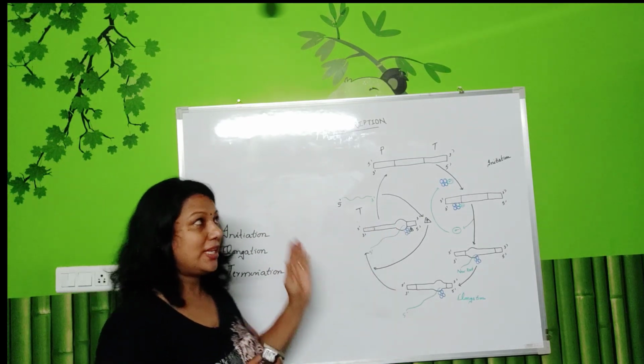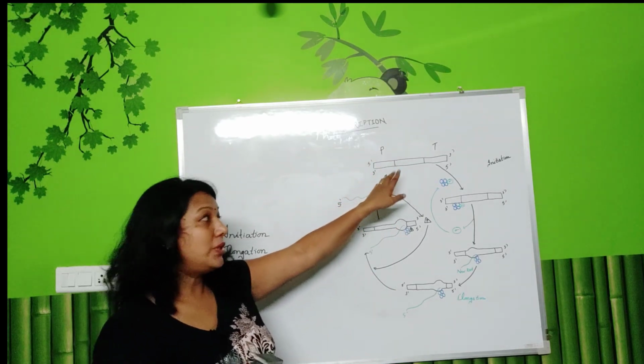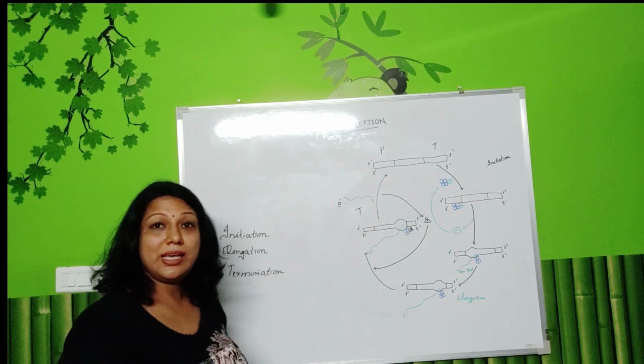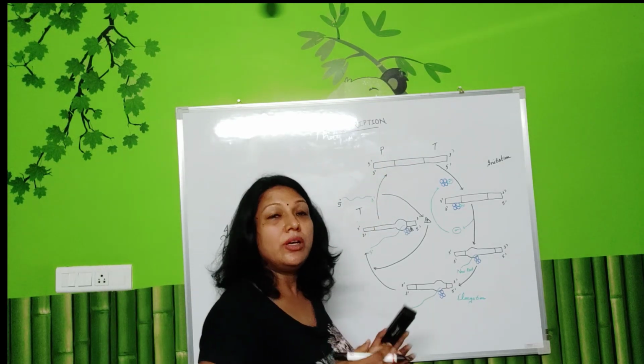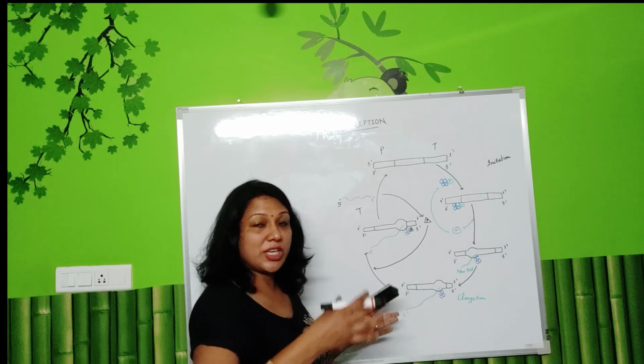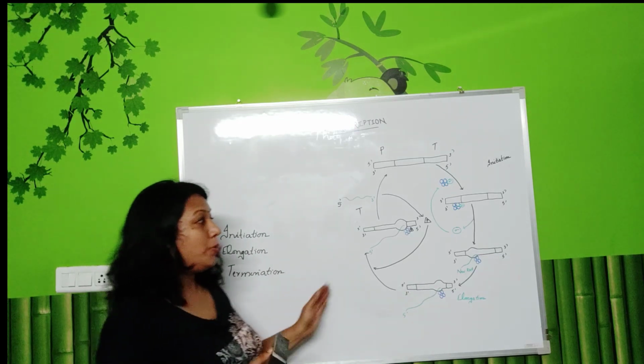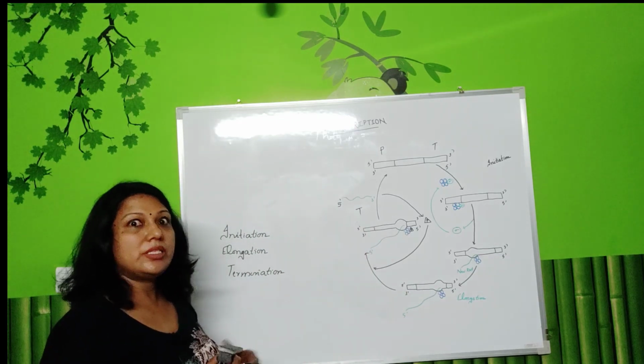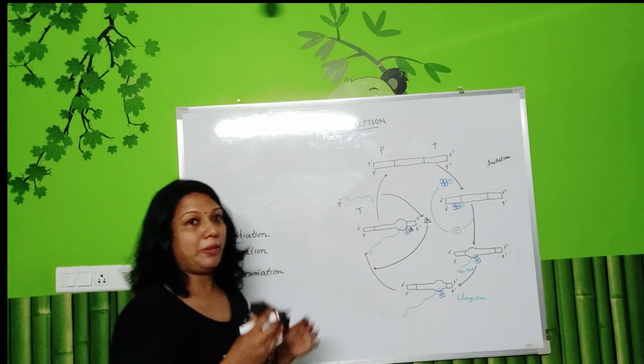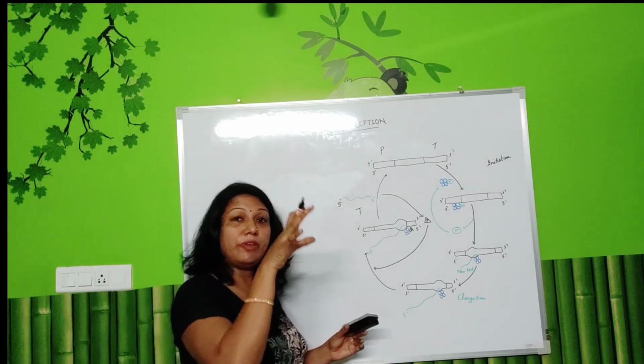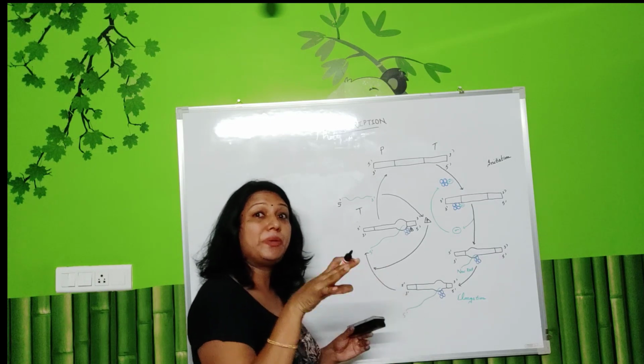So next is the terminator. That means we have to synthesize only with what? We have to synthesize the structural gene, right? We have to code the information which is present in the structural gene into mRNA. Now it reached the termination region. Once it reaches the termination region, termination has to happen. That means we have to stop what? We have to stop transcription.